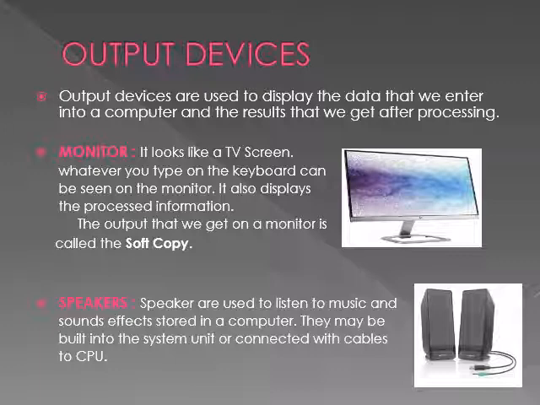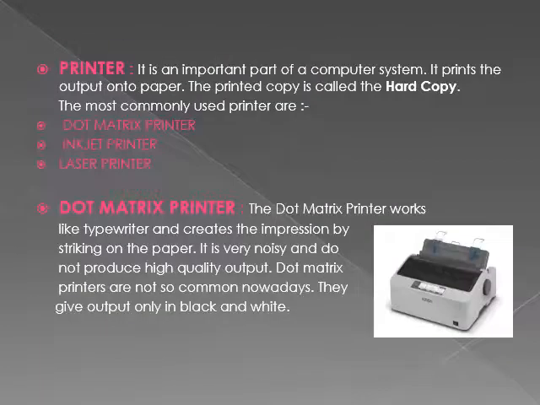Speakers. Speakers are used to listen to music and sound effects stored in a computer. They may be built into the system unit or connected with cables to CPU. Printer. It is an important part of a computer system. It prints the output onto paper. The printed copy is called the hard copy. The most commonly used printers are dot matrix printer, inkjet printer, laser printer.